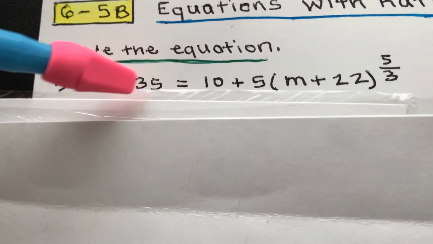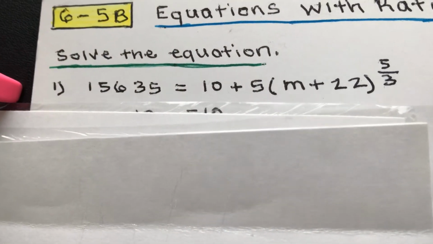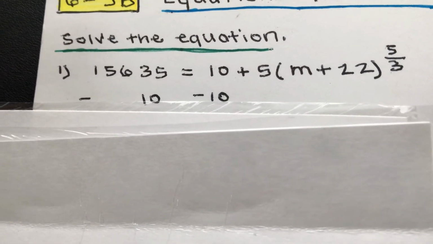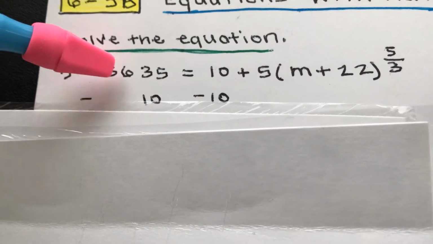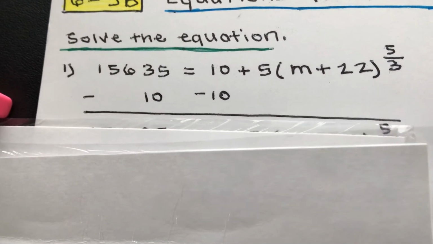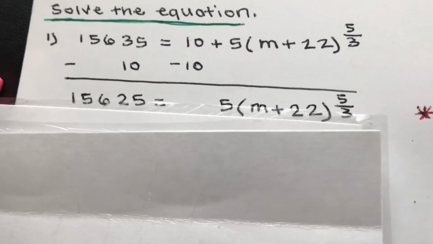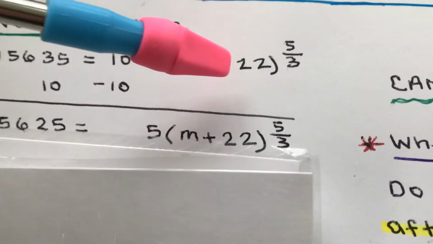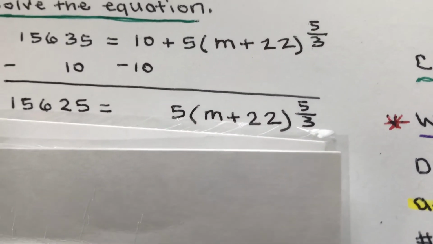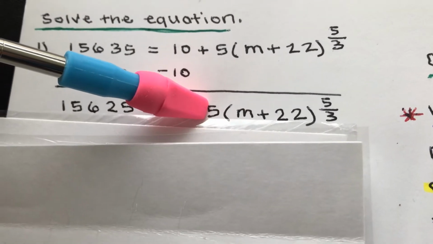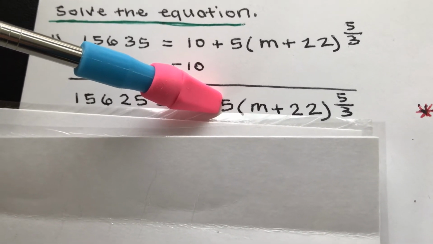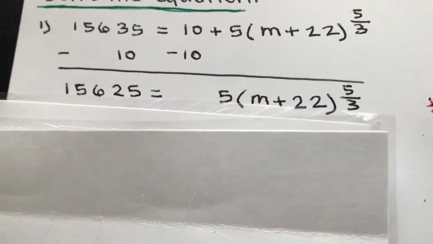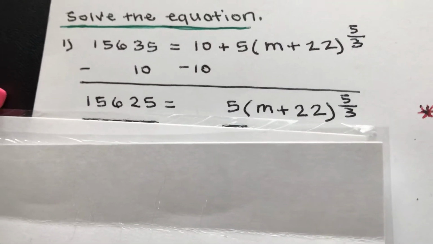So positive 10, opposite of positive 10. Let's subtract 10 on both sides. 15,635 minus 10, 15,625. Bring it down, bring it down, bring it down. Now we got to get rid of that 5. It's outside the parenthesis. 5 times the parenthesis. Opposite of times is divide. Let's divide by 5.